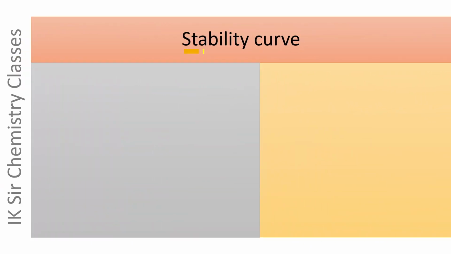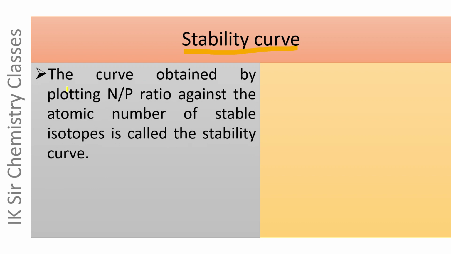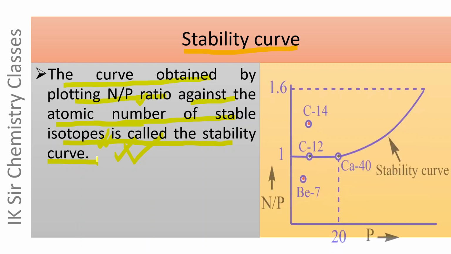Now, a stability curve. The curve obtained by plotting N by P ratio against the atomic number of stable isotopes is called a stability curve. If the N by P ratio of stable isotopes is plotted against their atomic number, the curve obtained is called a stability curve, as shown on the right hand side.